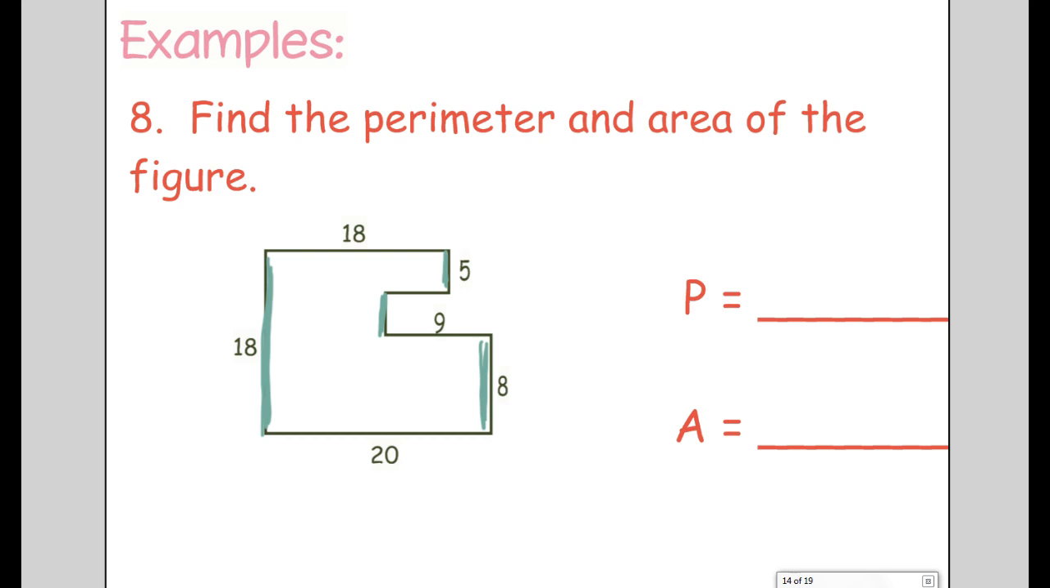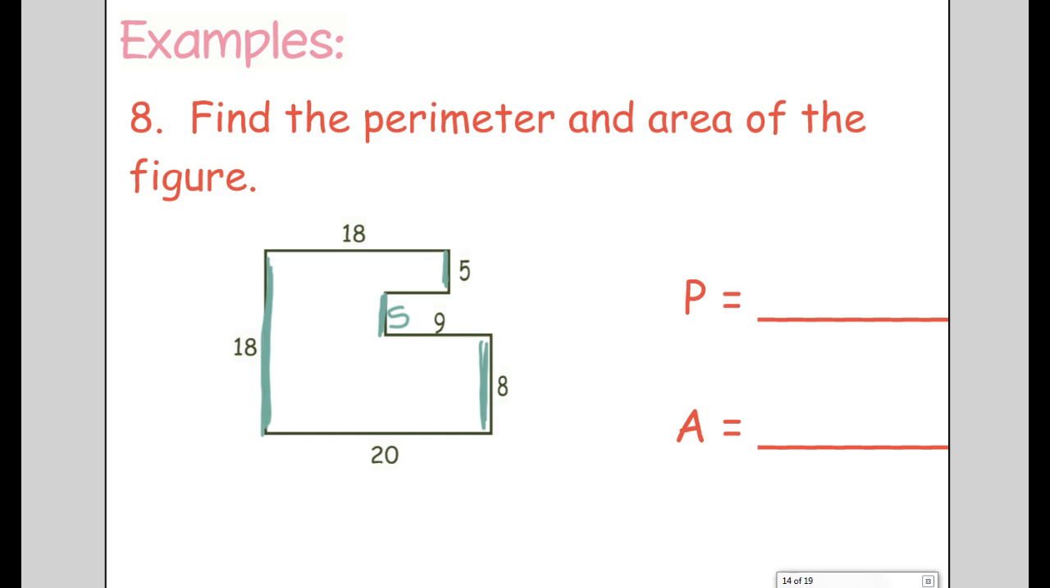So out of all the things that are vertical, I've got 18. That's the whole thing. 18 is the whole. I've used up 5 and I've used up 8. I'm not looking at the 9 or the 20. So if I've got 18 to use and I've used up 5 and 8, you have a subtraction problem to do. Very good. 18 minus 8 minus 5.